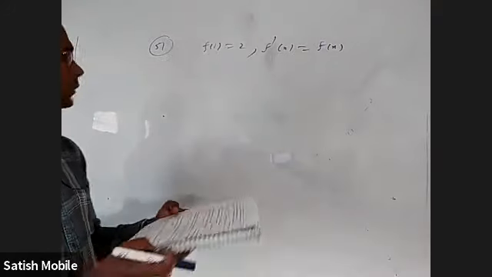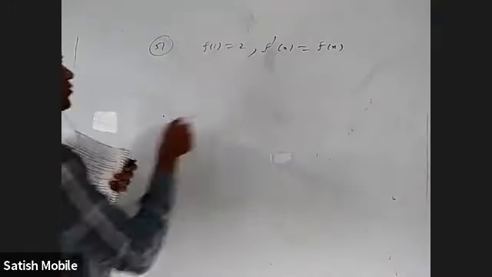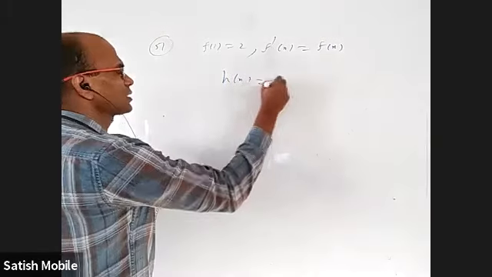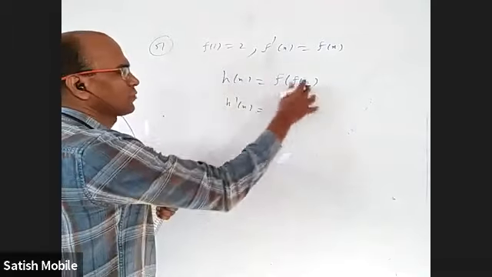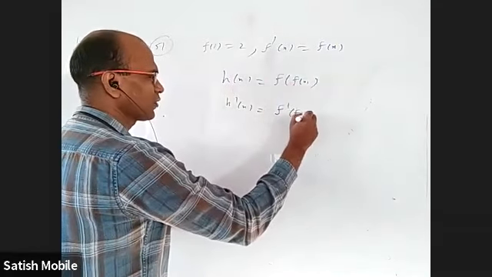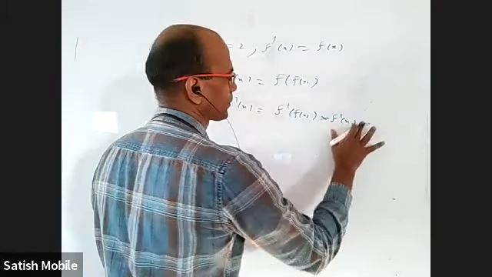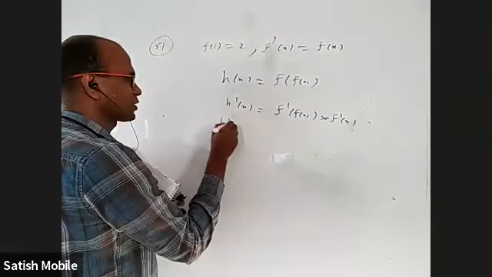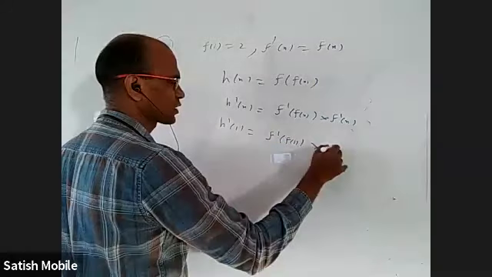Let me see. What is the question they asked anyway further? 51. They want h dash 1 and h of x is f of f of x. What is h dash x? F of f of x derivative is f dash of f of x. The inner f of x derivative is f dash x. When I put h dash 1, it is f dash of f of 1 into f dash 1.